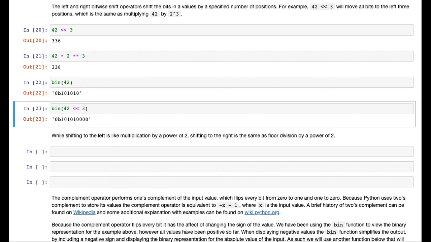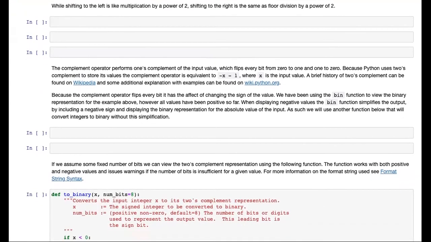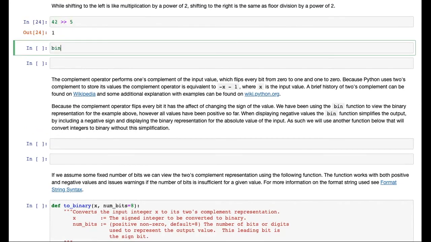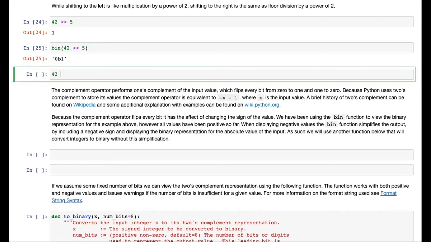Now, if shifting to the left is equivalent to multiplying by some power of 2, then shifting to the right should be the same as dividing by a power of 2. But since we're talking about integers, in this case, it's really like using a floor division. So if we were to shift 42 5 bits to the right, you see that we get 1 as a result. And of course, we get the same output if we use Python 3's floor division operator.